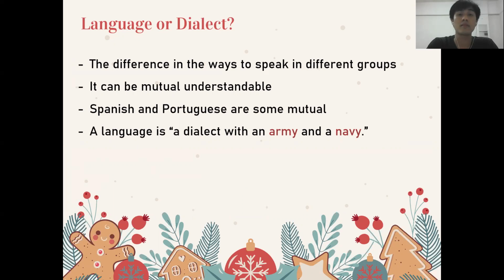And sometimes dialects and languages can be mutually understandable. For example, Spanish and Portuguese are somewhat mutually understandable, but they are separated as different languages because of political status. And so we can say that a language is a dialect with an army and a navy.